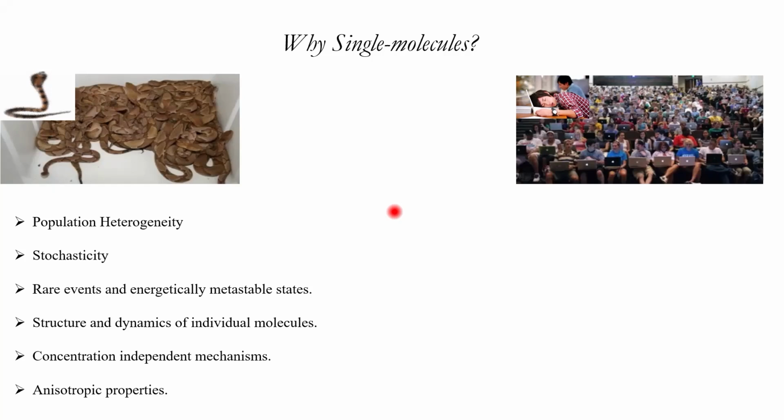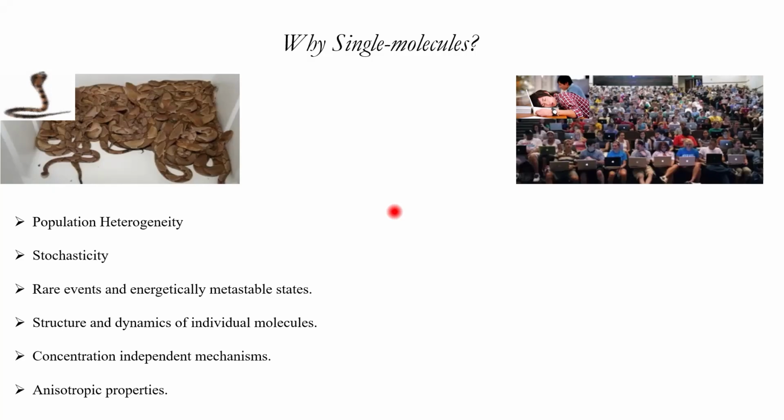So, the first one is population heterogeneity. That means how each molecule is behaving differently, right? How each of you are behaving differently, right? Stochasticity means the same molecule can behave differently at 2 different times, right? That is called stochasticity, or that is called randomness.